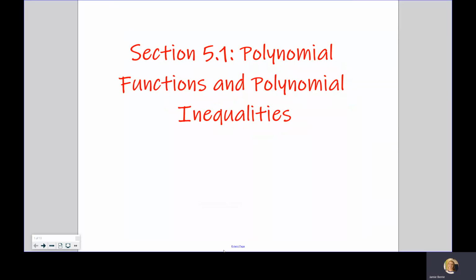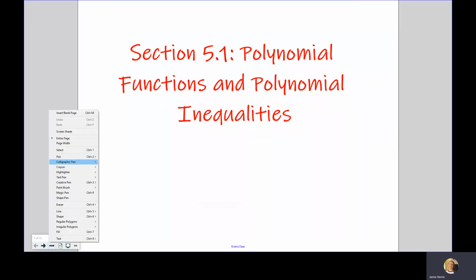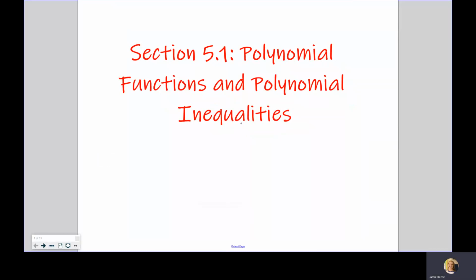So as you already know, inequalities involve things like less than, greater than, or less than or equal to, or greater than or equal to.